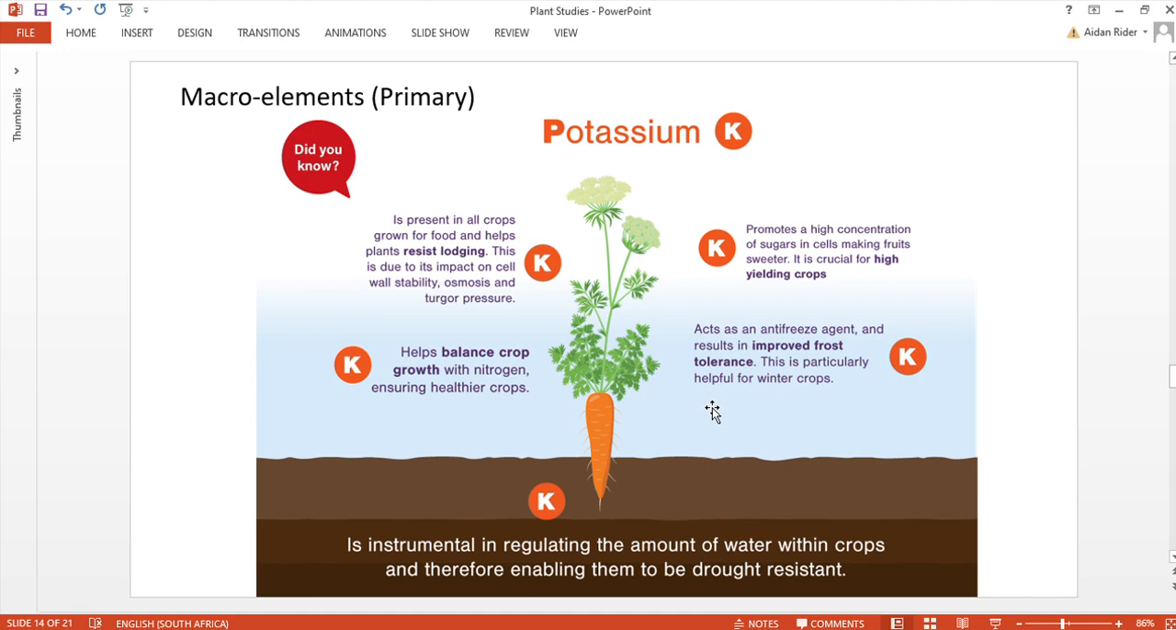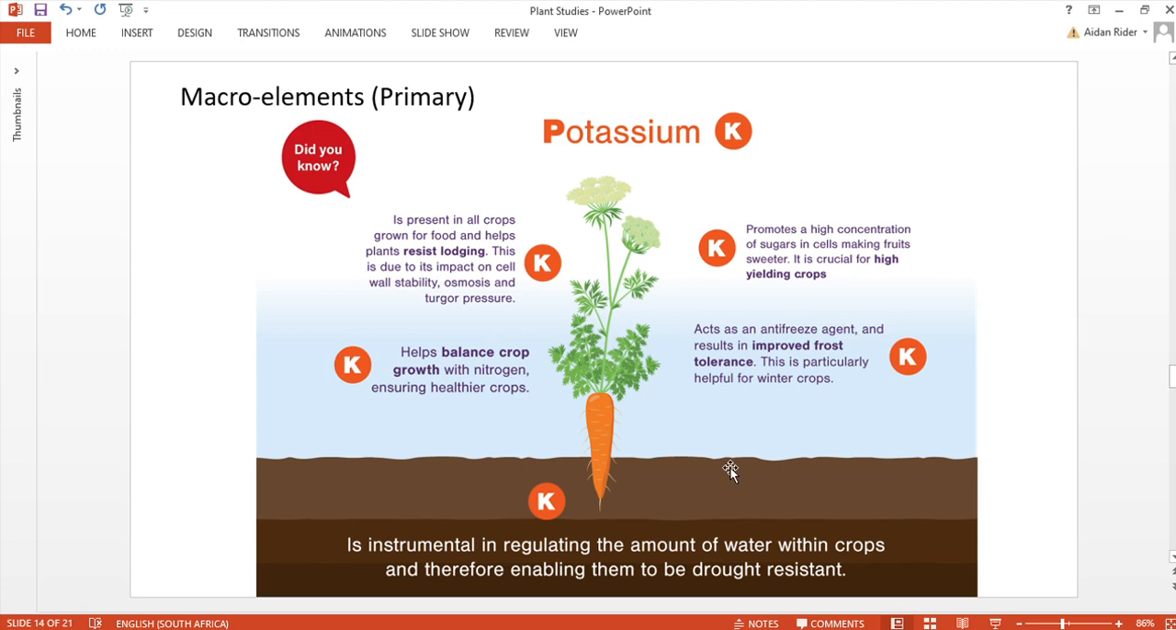Then it also promotes high concentration of sugars in the cells, making fruit sweeter. As we can see here, it's not really a fruit, but a carrot. So it will be much sweeter if enough potassium is inside the plant. And it's also crucial for high yielding crops. So you want to get a lot of fruit or vegetables out of all the crops.